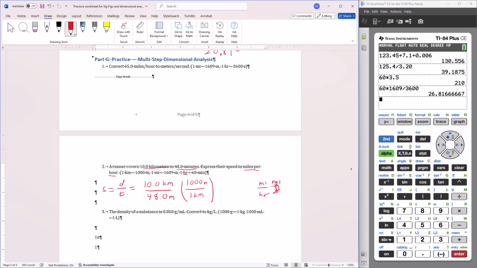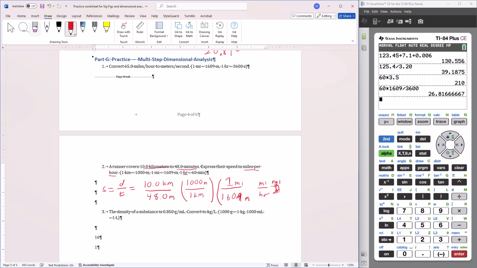The next conversion is 1 mile is equal to 1,609 meters. Once again, I'm going for miles. I have meters up here, so I want to get rid of meters. So 1,609 meters is equal to 1 mile. So that's multiplying by 1 there.